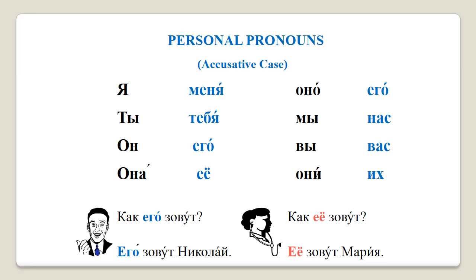Now let's have a look at some examples of asking for someone else's name and providing the answer. Как его зовут? What is his name? Его зовут Николай. His name is Nikolai. Let's have a look at the example on the right hand side. Как ее зовут? What is her name? Ее зовут Мария. Her name is Maria.